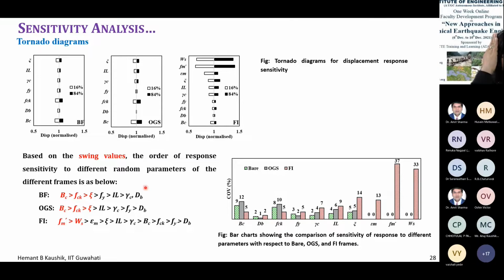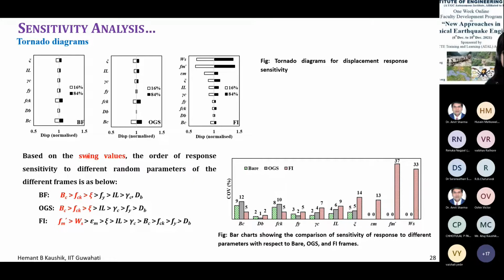Now, the third type of analysis, the tornado diagram analysis. Based on these swing values, so these variations here in positive and negative are called the swing values, we can check the order of response sensitivity. Response is the displacement response. So we can check that response sensitivity to different random parameters of different frames.